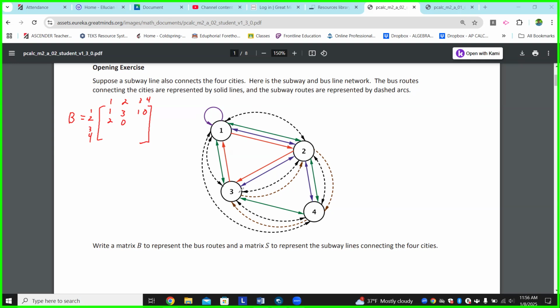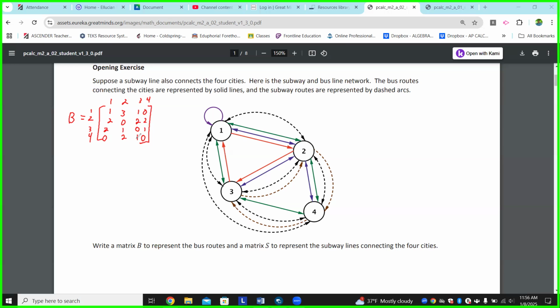2 to 3. Ooh, 2 to 3 would be 2 in this case. There's 2 arrows going in that direction, even though from 3 to 2, it will be 1. But from 2 to 3, it is 2. 2 to 4. 2. 3 to 1. 3 to 2. 1 this time. And then 3 to 3. 3 to 4. 4 to 1. 4 to 2. 4 to 3. 4 to 4.